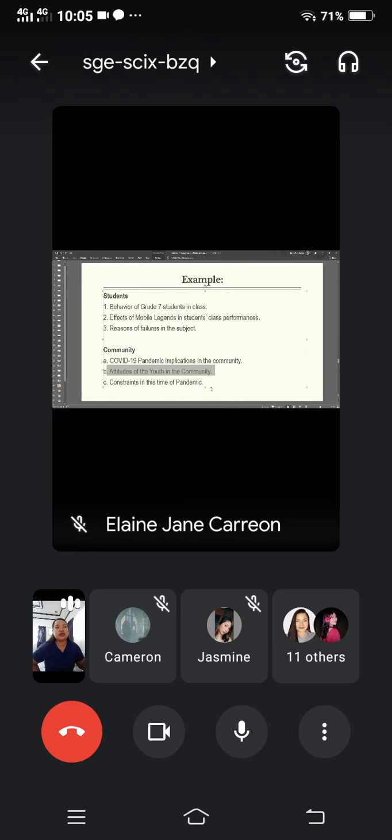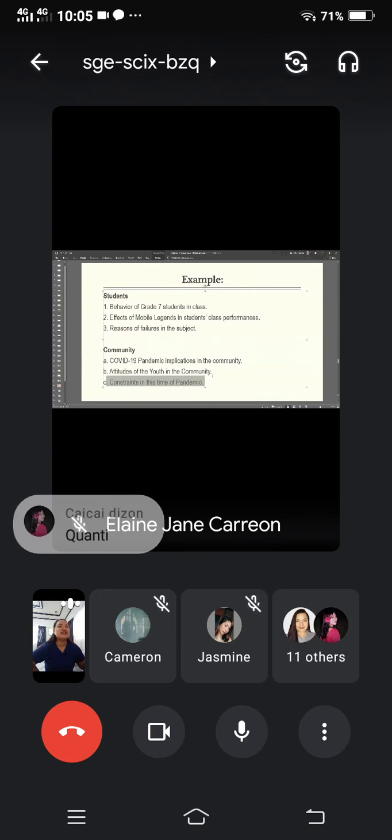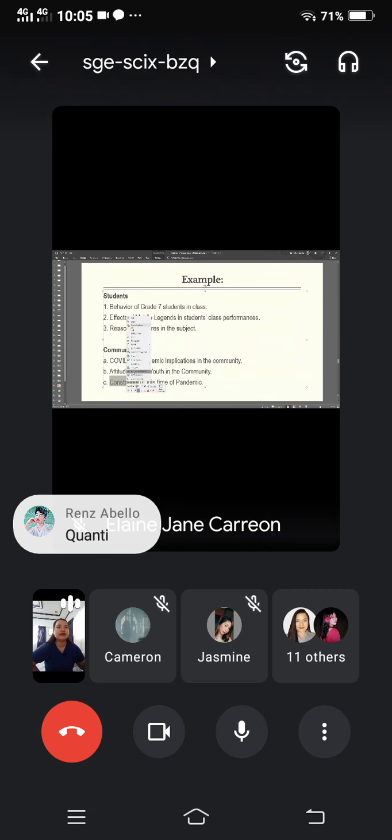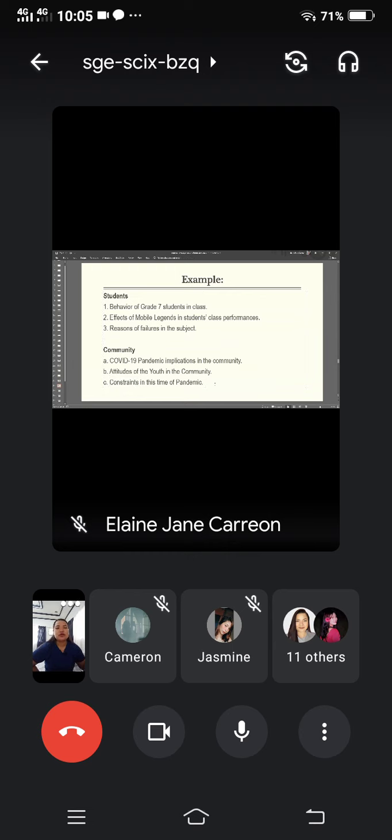Later on, I'll show you the samples of research titles. Next, constraints in this time of pandemic. Ayun, anong ibig sabihin ng constraints? Hindi na yan alam. Okay, what's this? Quali or quanti? Quanti? Another answer? Quanti? So, this is quanti. Okay. Pwede siyang maging quali, pwede siyang maging quanti.